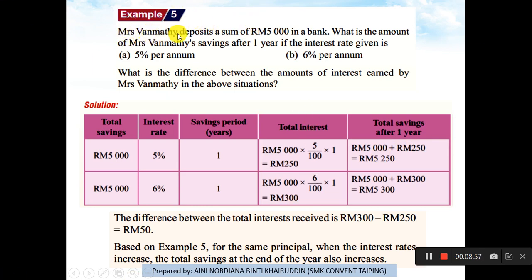Mrs. Van Mati deposits a sum of 5,000 in a bank. What is the amount of Ms. Van Mati's savings after 1 year if the interest rate given is 5% per annum or 6% per annum? What is the difference between the amount of interest earned by Ms. Van Mati in the above situations?